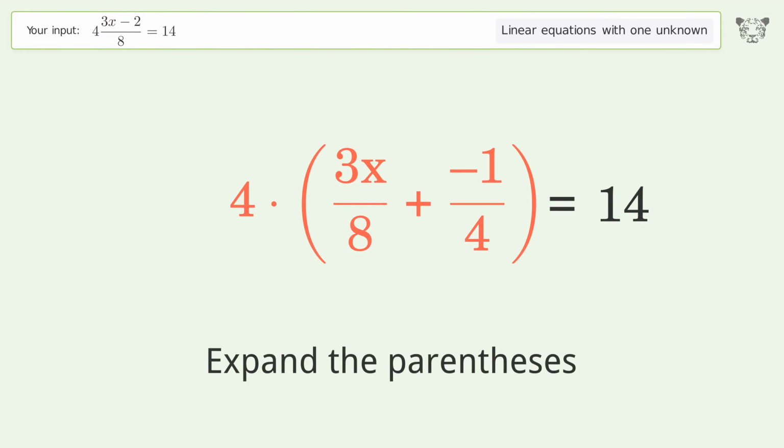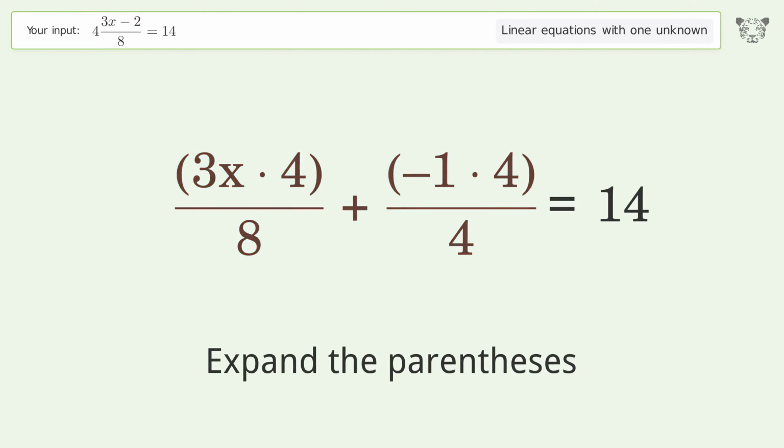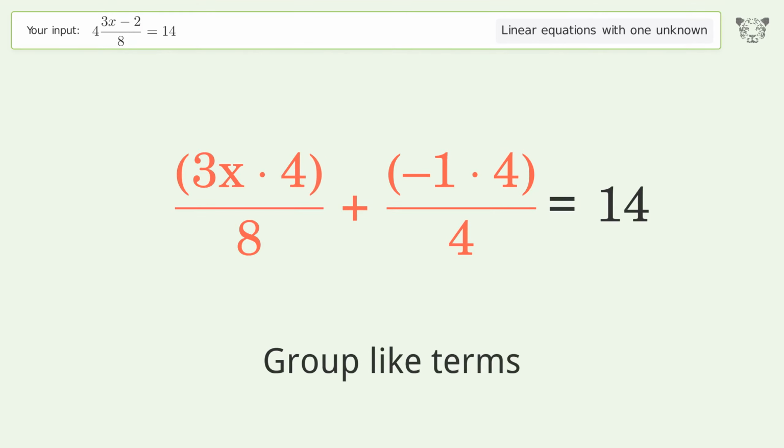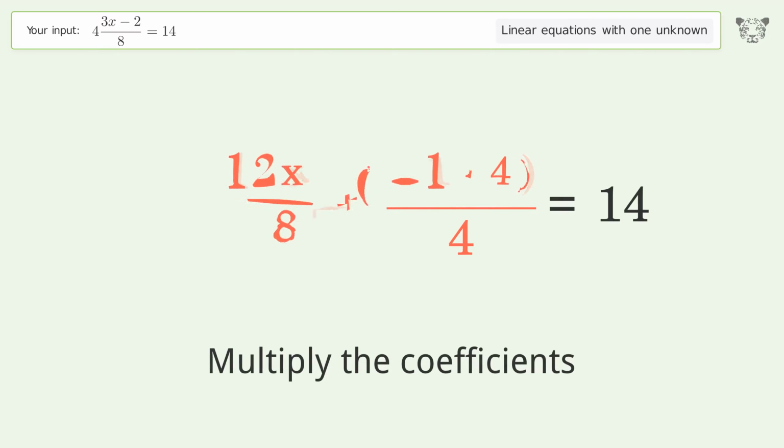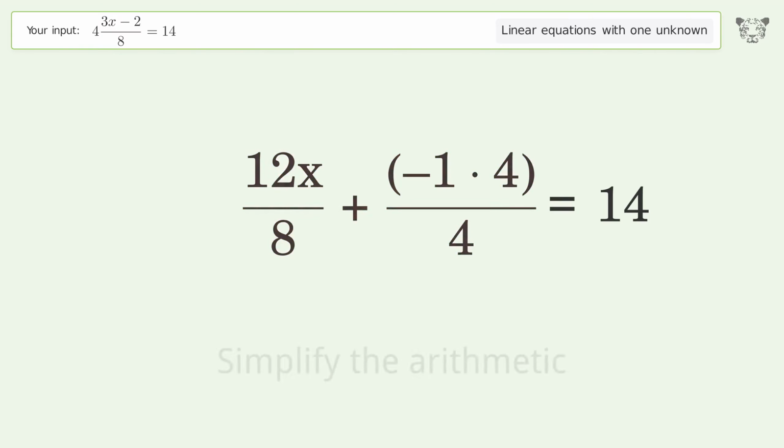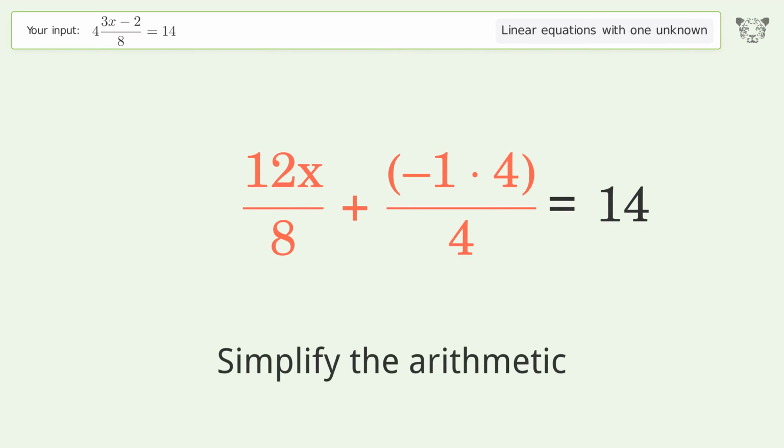Expand the parentheses. Group like terms. Multiply the coefficients. Simplify the arithmetic.